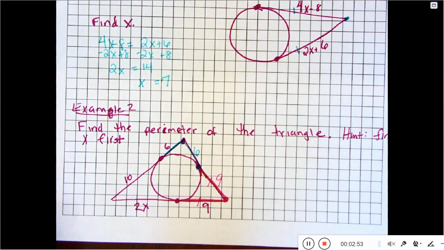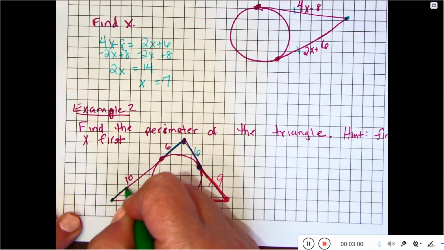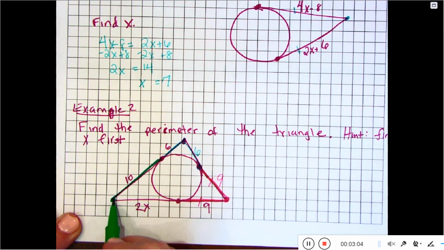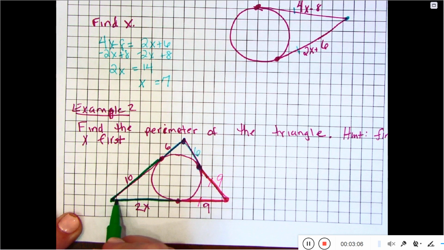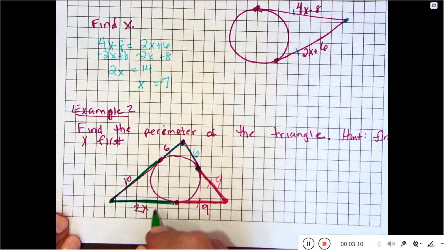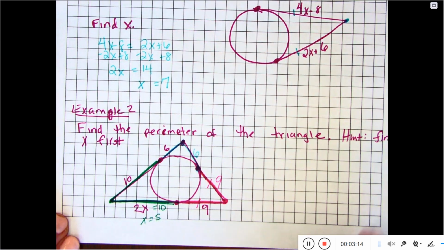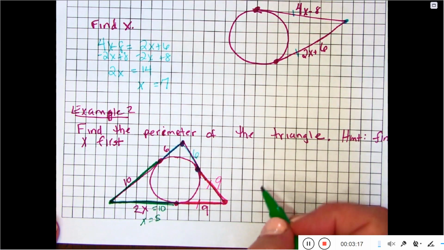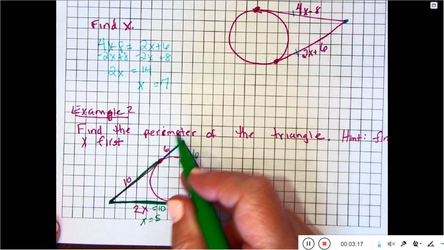So as you can see, you actually don't even have to find x to do this problem. But same thing here. This segment and this segment are both tangent to the circle, so this guy must be 10, which must mean x is 5. So now the question is, what's the perimeter of this triangle all the way around?